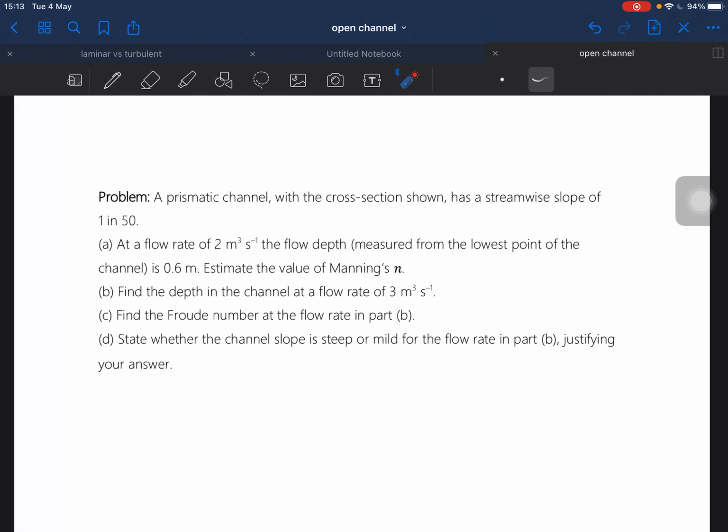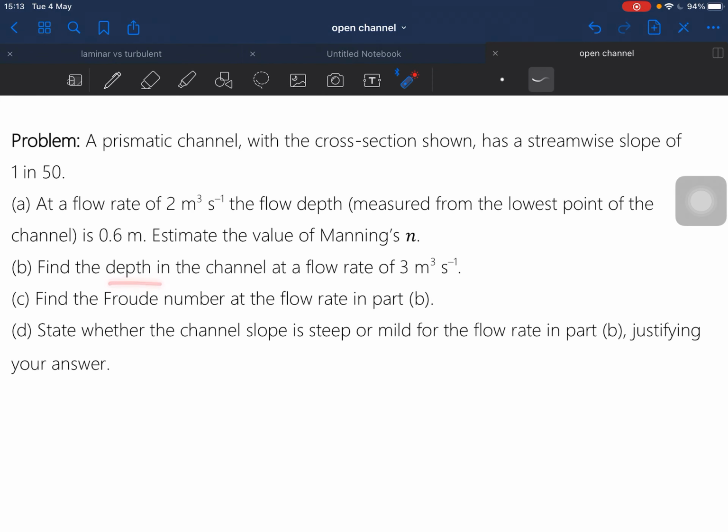Then we need to find the depth of the channel at a flow rate of 3. So I guess this one is going to use a solver again. Then find the Froude number, and state whether the channel slope is steep or mild. So steep is like this, or mild is like this. It's based on the slope number for the flow rate in part B here. Then justify our answer.